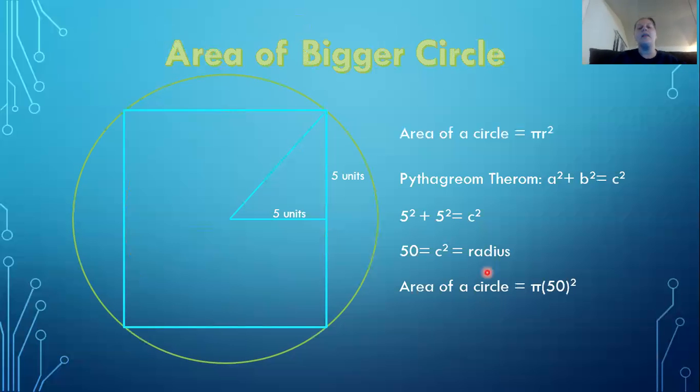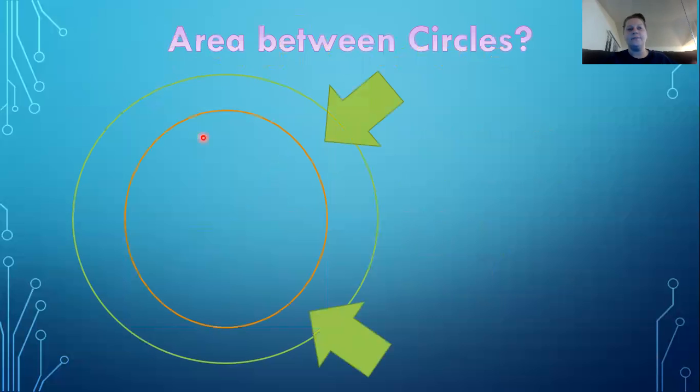Now we are going to plug that into our equation for the area of a circle. So it's going to be pi times 50 squared. And the area of the bigger circle is 7,853.98 units squared. Again, when finding area, it's always going to be units squared.